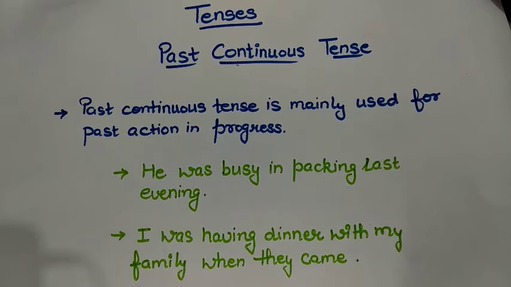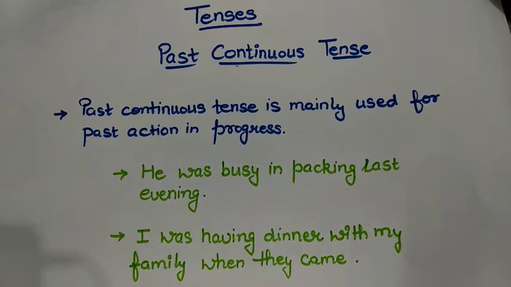Now let us understand the uses of past continuous tense. Past continuous tense is mainly used for past actions which are in progress. That means if we say some work was happening in the past, we use past continuous tense. Let us see some examples of it.